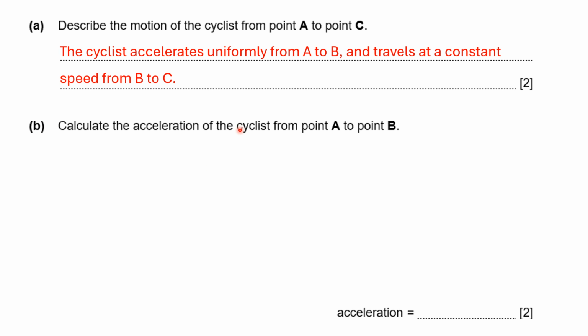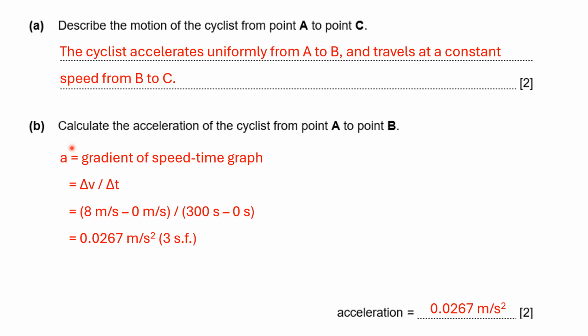Next, to calculate the acceleration, we must first note that the acceleration is the gradient of the speed time graph. So delta V over delta T, change in velocity over the time taken. Now, some of you might have made the mistake, not read the graph very well, and divided by 5. But if you had noticed, the units of the graph were in minutes and not in seconds. So you would have gotten something like 1.6 meters per second squared. However, what we have is actually 300 seconds instead of 5 seconds because it's in minutes, giving an answer of 0.0267 meters per second squared.